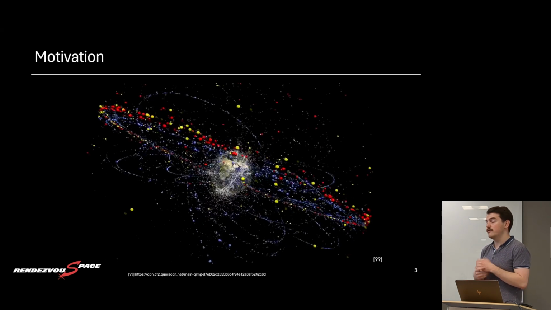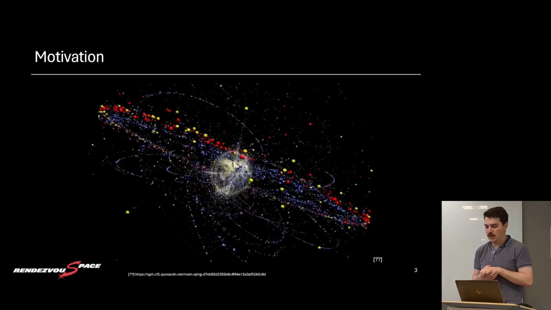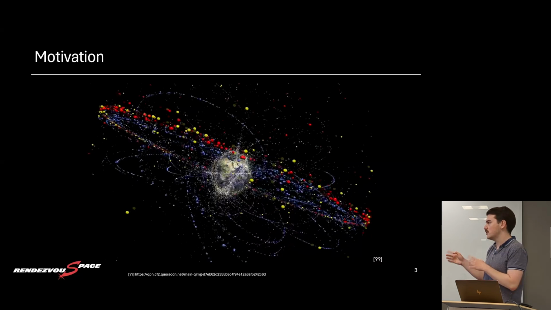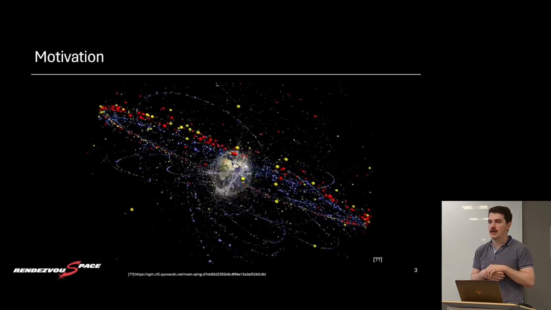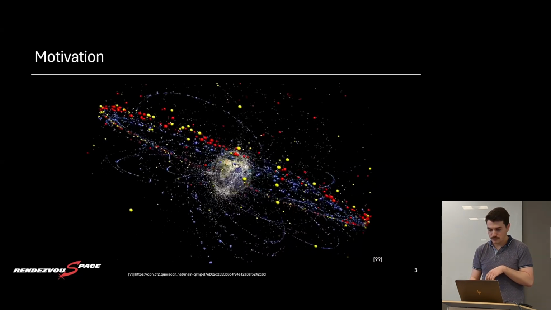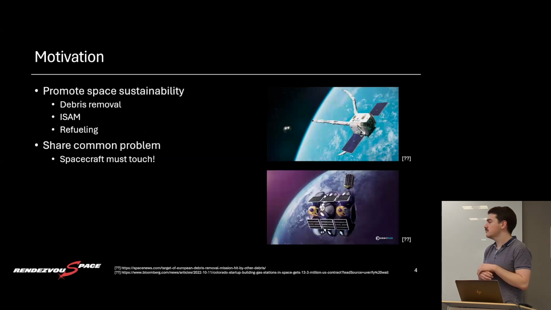The overall motivation for me personally is all about space sustainability and making sure that space is accessible to the future to come. This image here is showing all the resident space objects orbiting the Earth right now, and we know this number is bound to increase. As we think about space sustainability, what I think about is increasing the lifespan of satellites currently in orbit, making them more autonomous, and getting rid of the stuff that doesn't work for us or is broken. In more technical terms, we call that debris removal, in-space assembly manufacturing, and refueling.